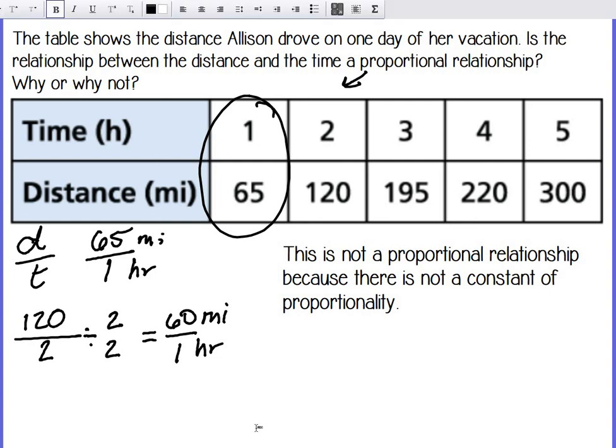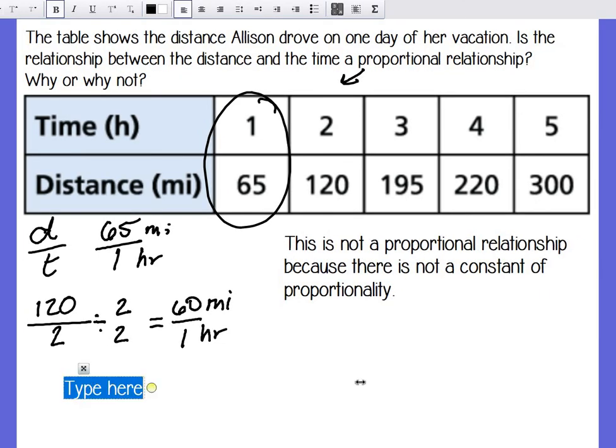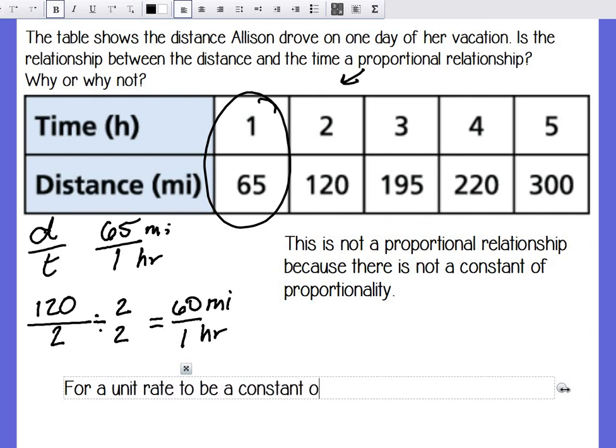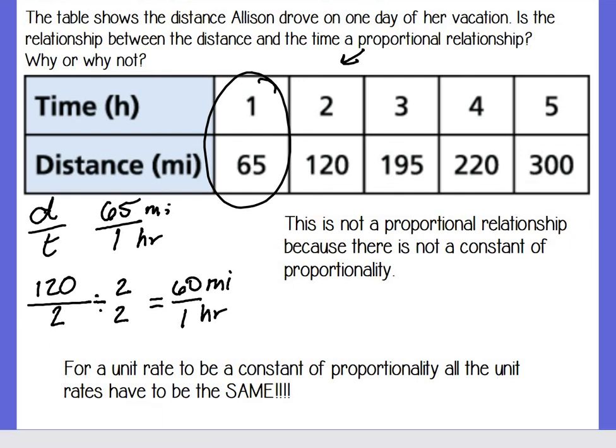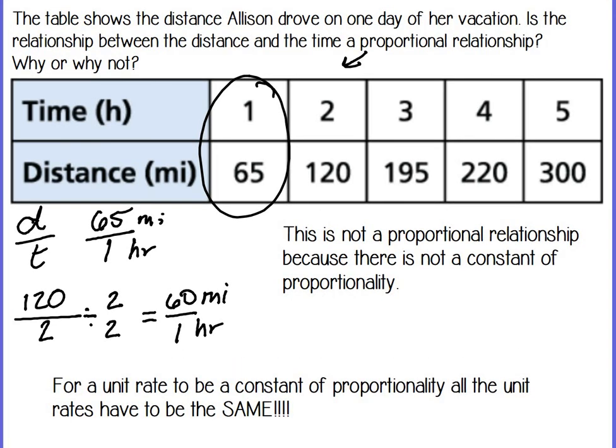So I can't stress this enough. For a unit rate to be a constant of proportionality, all the unit rates have to be the same. Right? I would strongly encourage that you write that down somewhere in your notes and like bold, big circles, exclamation points, because that is incredibly important.